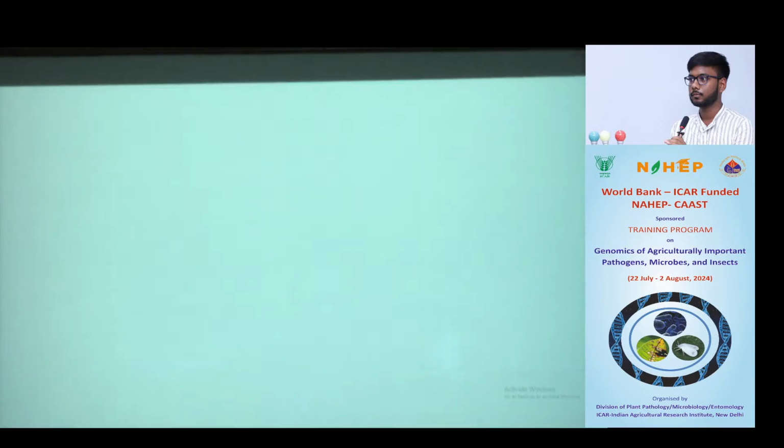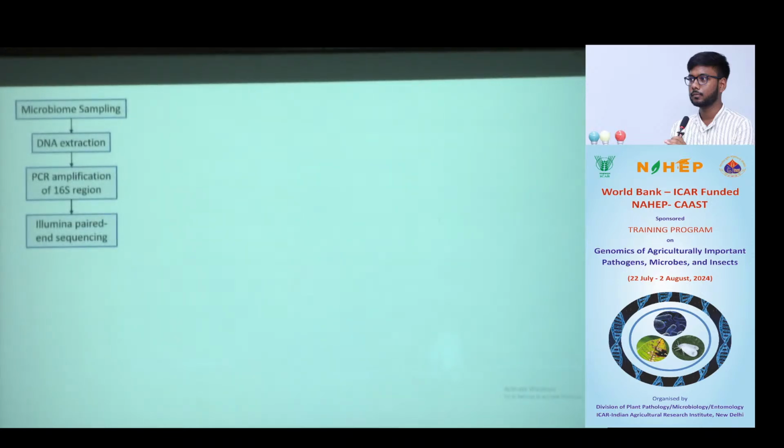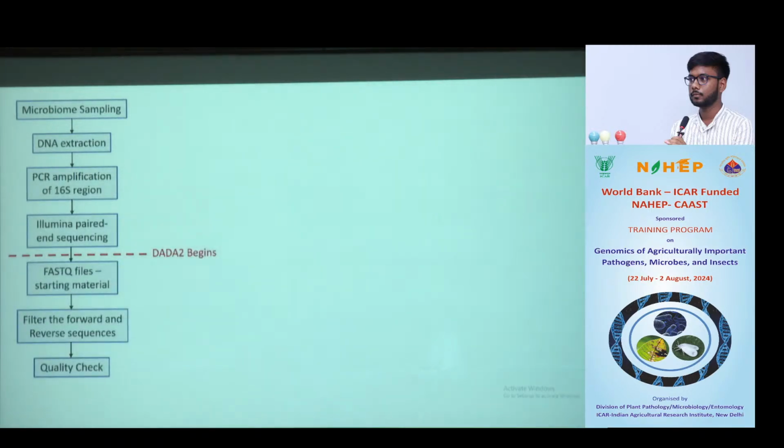So the workflow is like this. First, the microbiome sampling. Let us say we collect a sample from the rhizosphere, then we do DNA extraction, then PCR amplification of the 16S region, the V3, V4, and then we send the amplicons for sequencing. This is done by Illumina paired-end sequencing. Paired end means both the forward and the reverse of the same sequences are sequenced. So we get the sequences as FASTQ files.